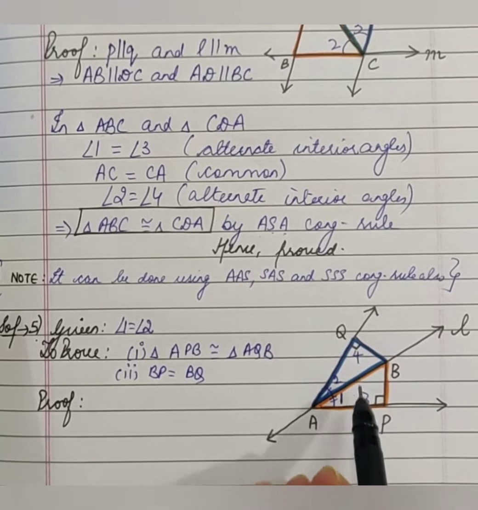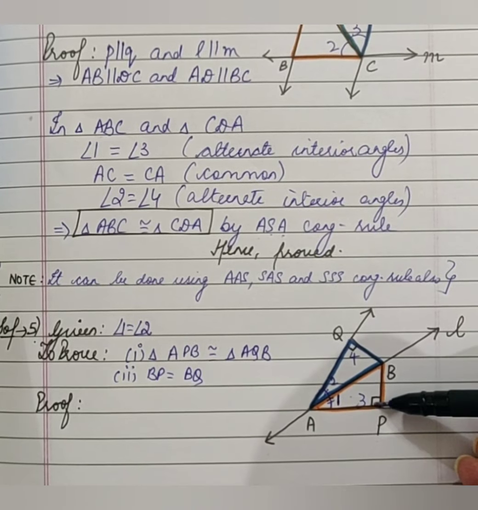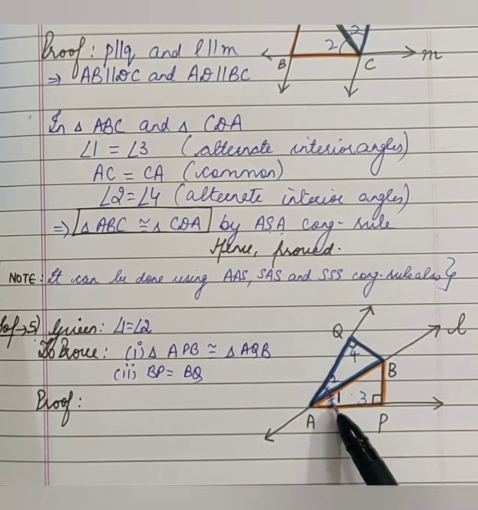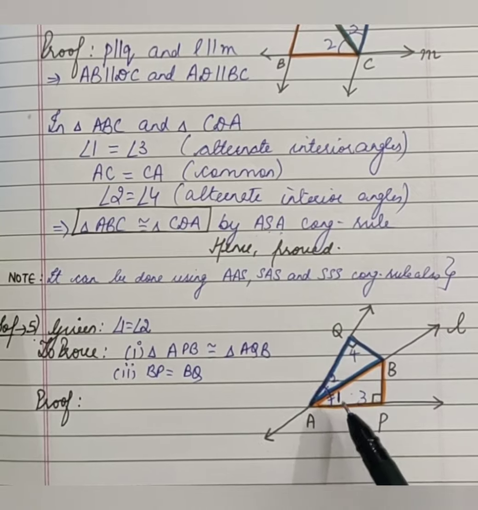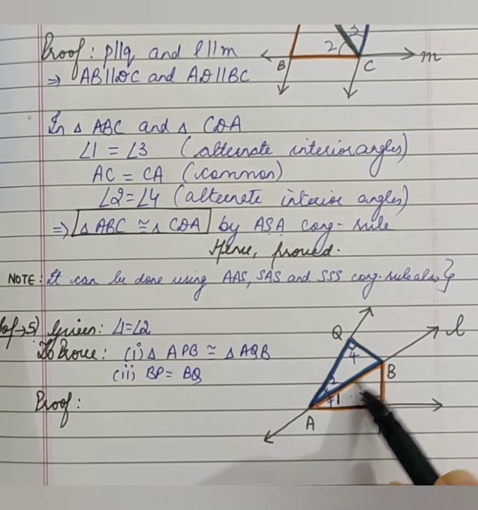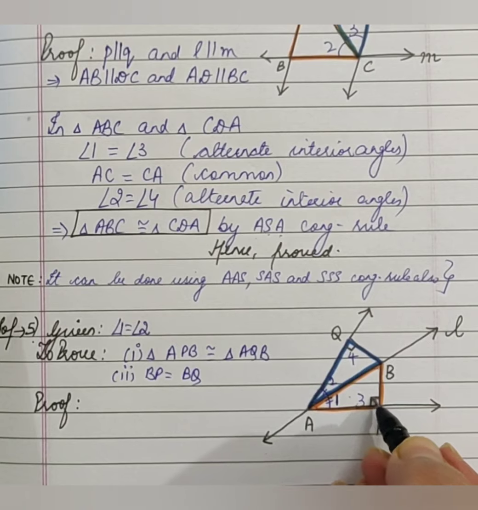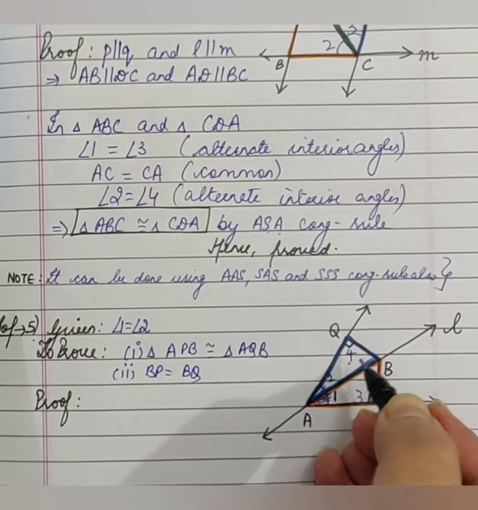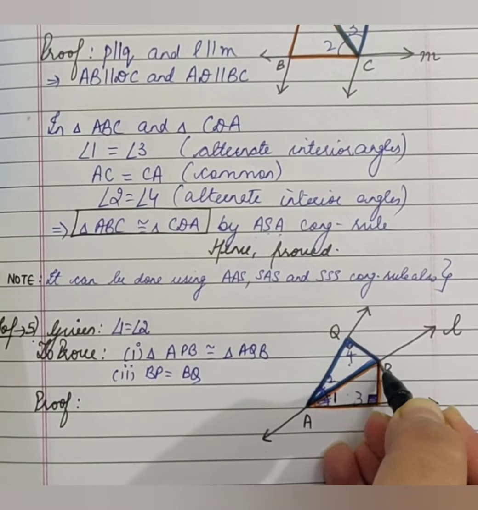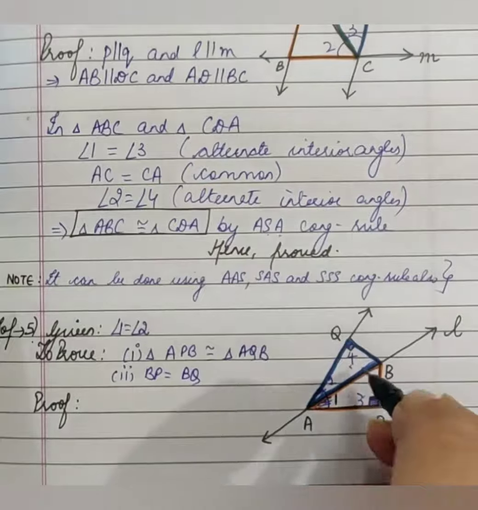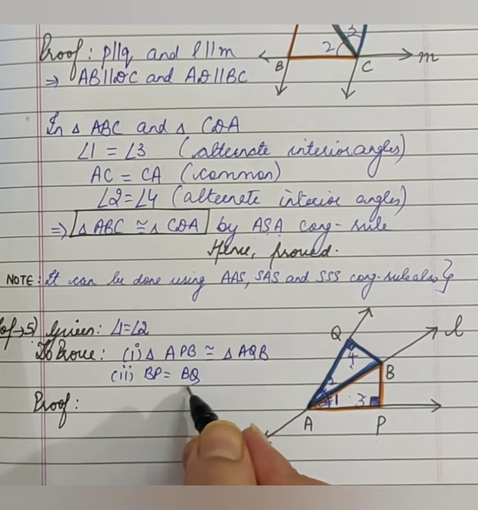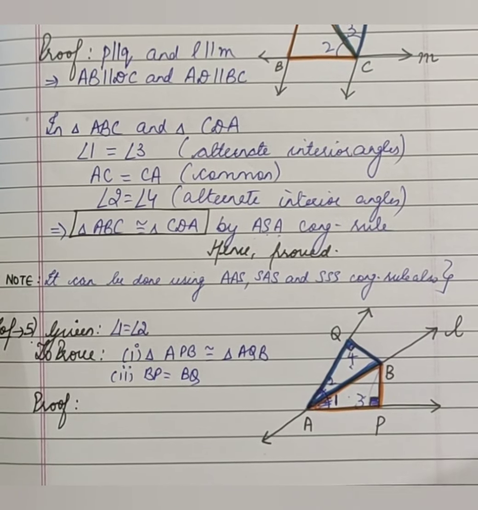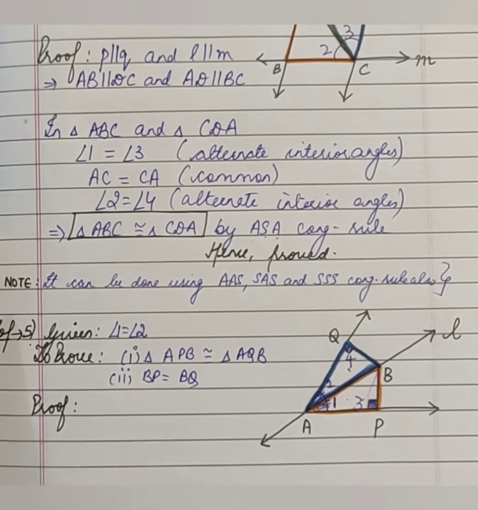Now see, in these two triangles, angle 3 is equal to angle 4, each 90 degrees. Angle 1 is equal to angle 2, this is given. And this AB is common in both the triangles. So we can say by angle side, we can check in this triangle also. Angle side congruence rule, the two triangles are congruent. And second part, BP is equal to BQ. This can be directly proved using CPCT. Let's start its proof.